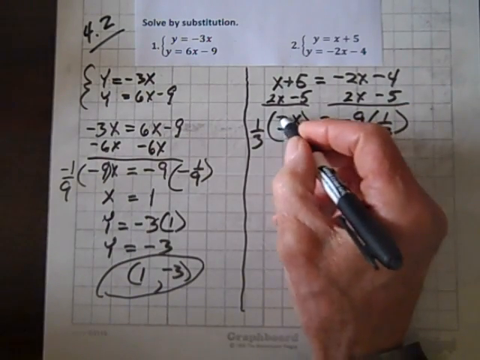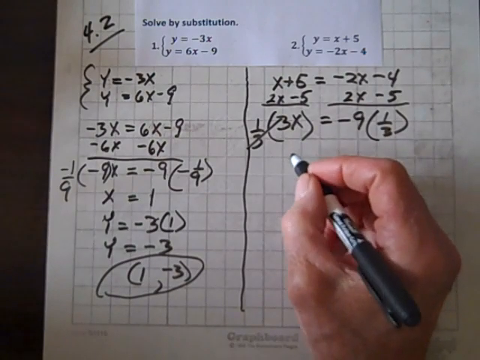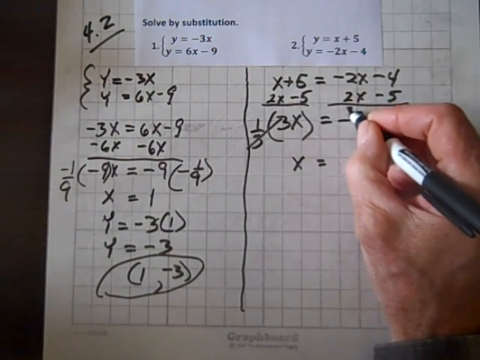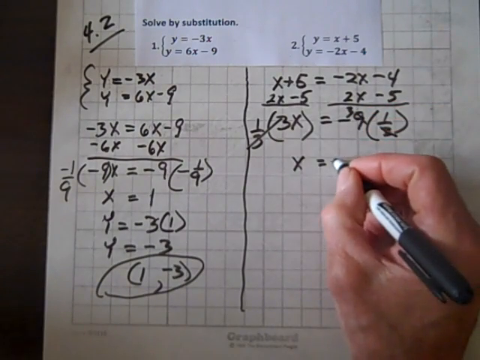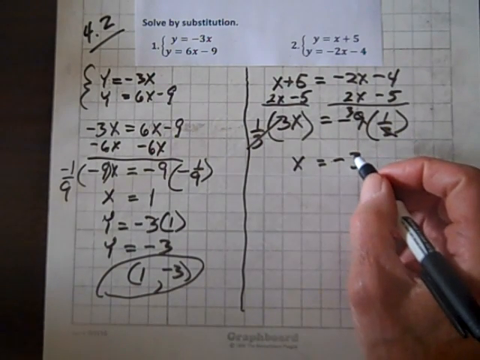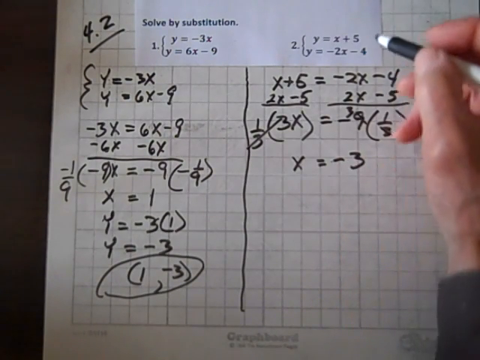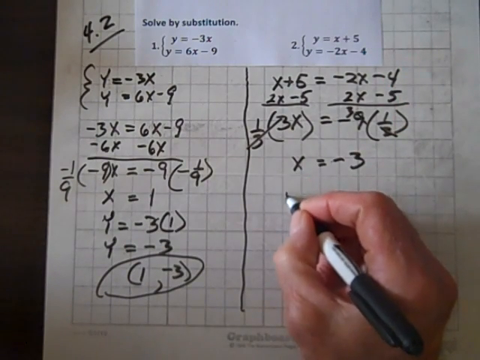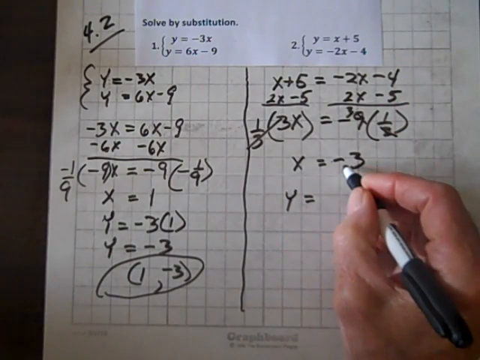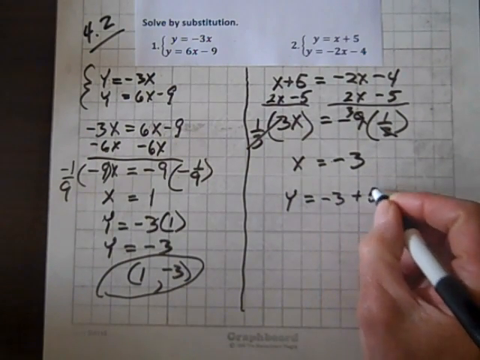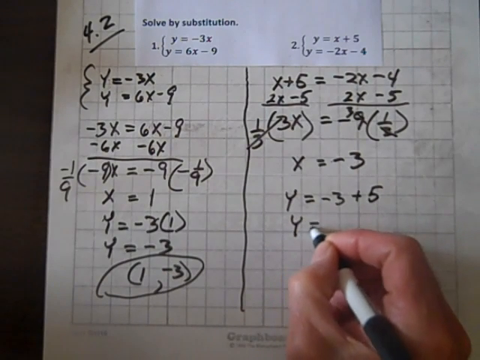1/3, and the 3's divide out. Product of reciprocals is 1, so we get x equals, 3 goes into 9 3 times, and that negative still remains, so that's a negative 3, because the product of an odd number of negatives is negative. Now if x equals negative 3, let's take this top equation and find out what y is. So y equals, in place of x, we'll put a negative 3 plus, and we have a plus 5, so it looks like y equals 2.